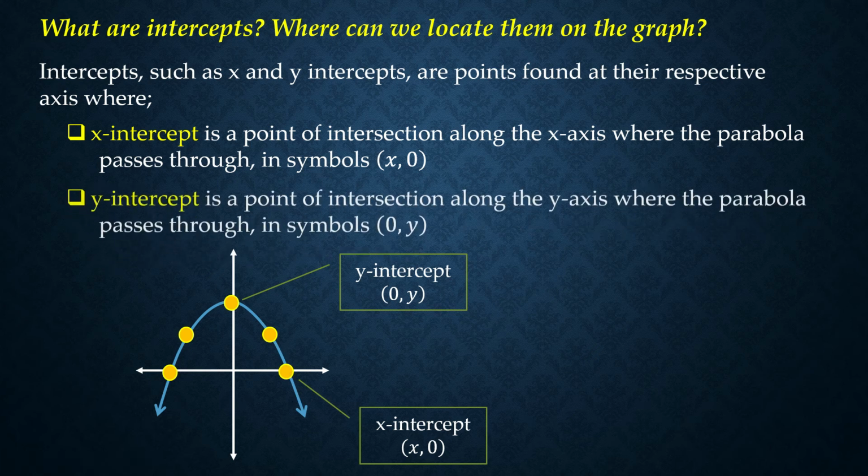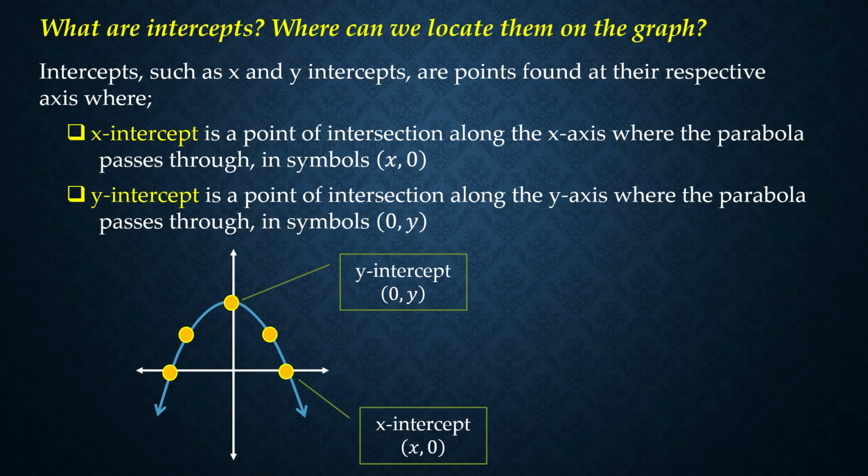How about y-intercept? Y-intercept is a point of intersection along the y-axis where the parabola passes through, and symbols 0, y. So, point po na siya nga part pud siya sa parabola nga wherein nibatog ang kanang point ngadto sa y-axis. Okay? So that's represented by 0, y.